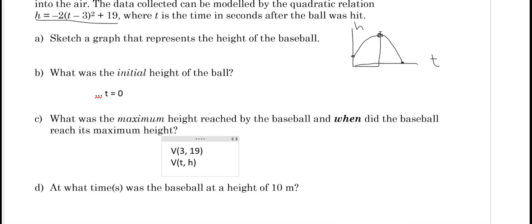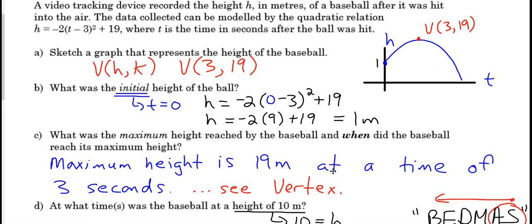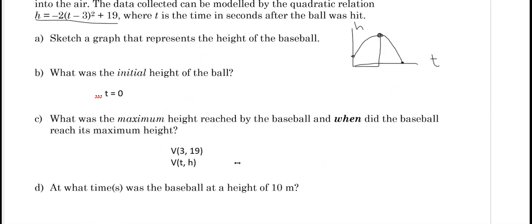And if you look at the graph, the highest point on the graph is exactly your vertex. So your maximum height should be 19. And when does that happen? 3 seconds. Why is it seconds? Because that's the information that's given. So the maximum height is 19 meters at a time of 3 seconds, when you take a look at that in the vertex.